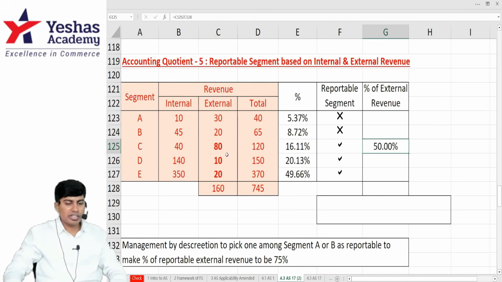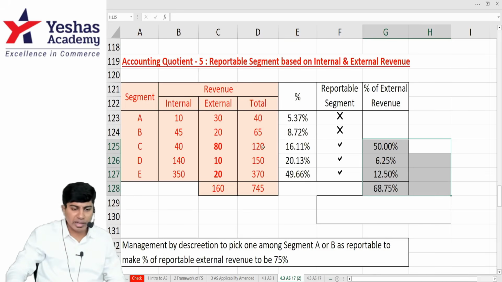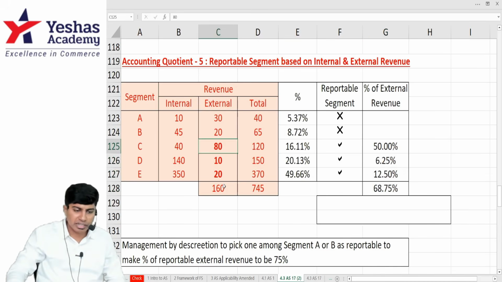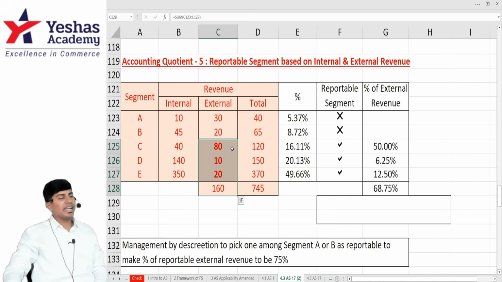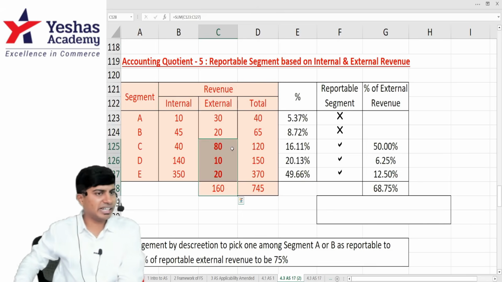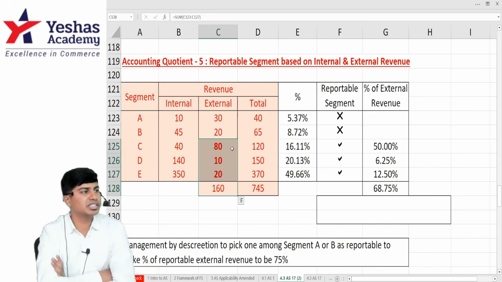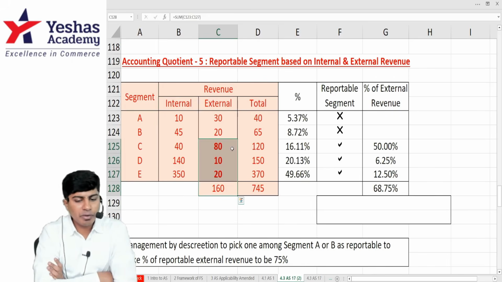50%. How about 10 by 160? Very good. 20 by 160. Very nice. Total is how much? 50 plus 6.25 plus 12.5. I can do it one more way. Take 80 plus 10 plus 20. 80 plus 10, 90. 90 plus 20, 110. 110 divided by 160 gives 68.75. You can find it like that also.